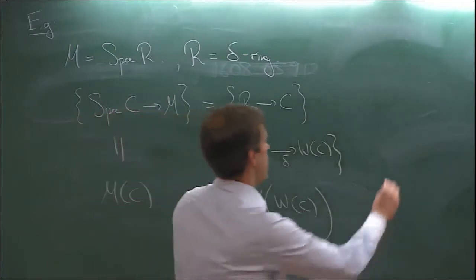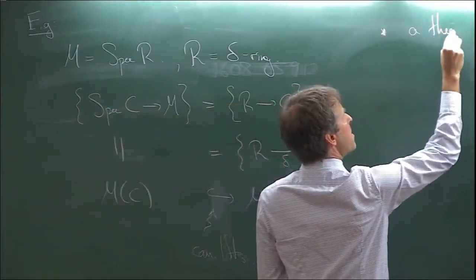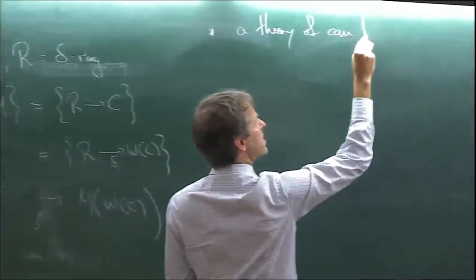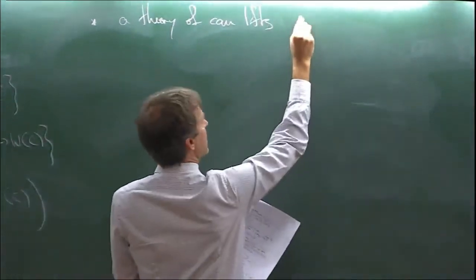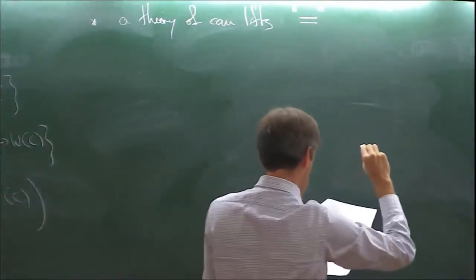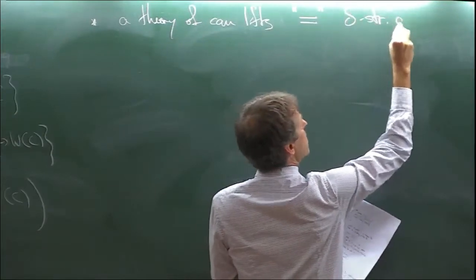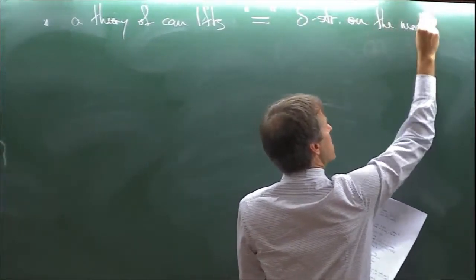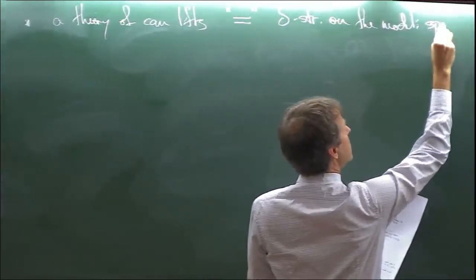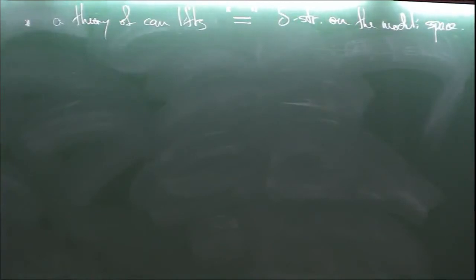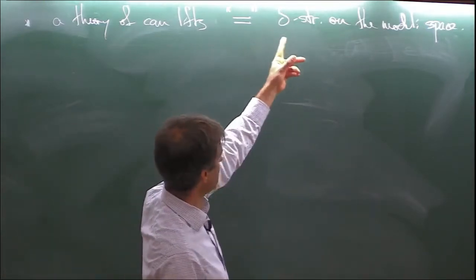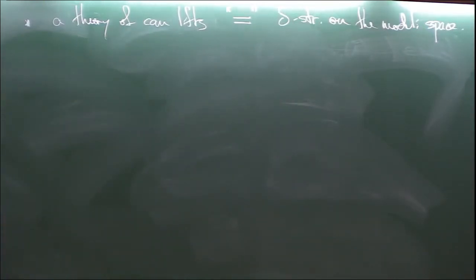So the slogan is that a theory of canonical lifts, how did I want to write it, is, let me put quotation marks around that, a delta structure on the moduli space. So when I speak of a delta structure on an affine scheme, I mean by definition a delta structure on the corresponding ring, is by definition a delta structure on the moduli space of these objects. I guess all I've shown is that if you have a delta structure on the moduli space, then it can be regarded as a theory of canonical lifts, but I actually kind of think this should be taken to be the definition.